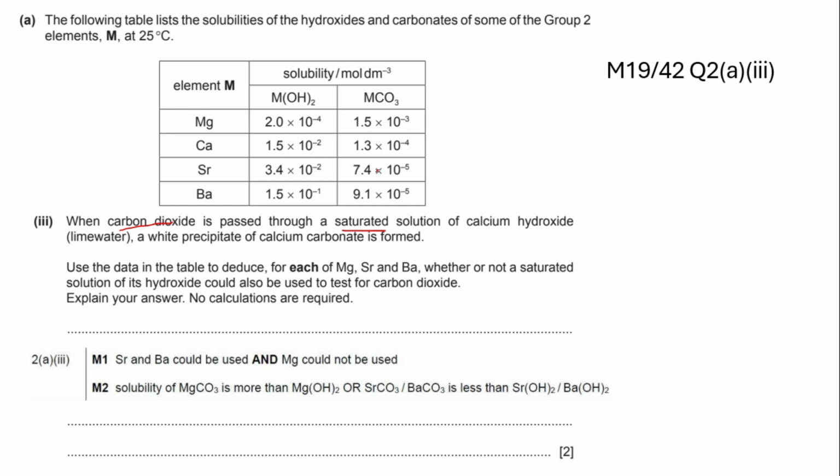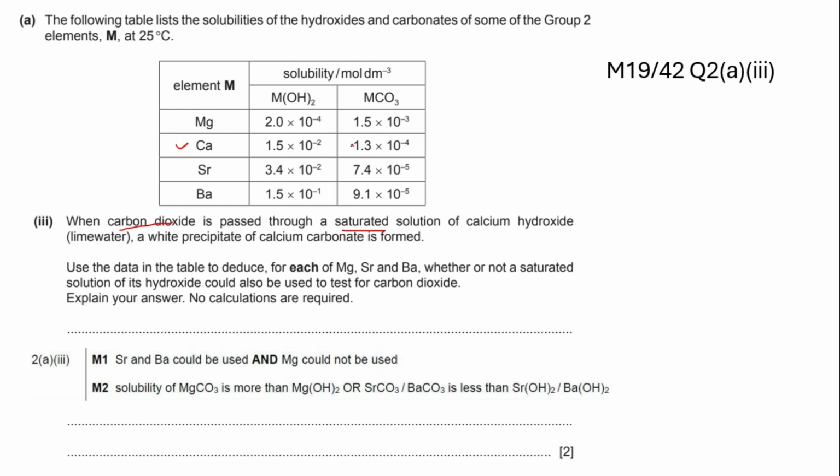We are given solubilities of group 2 hydroxides and also group 2 carbonates. So let's use calcium hydroxide to explain solubility. 1.5 times 10 to the power of negative 2 is the solubility of calcium hydroxide, meaning this is the maximum number of mole of calcium hydroxide that is soluble in 1 decimeter cube of water. If the concentration of calcium hydroxide exceeded this number in the solution, a precipitate of calcium hydroxide will form.